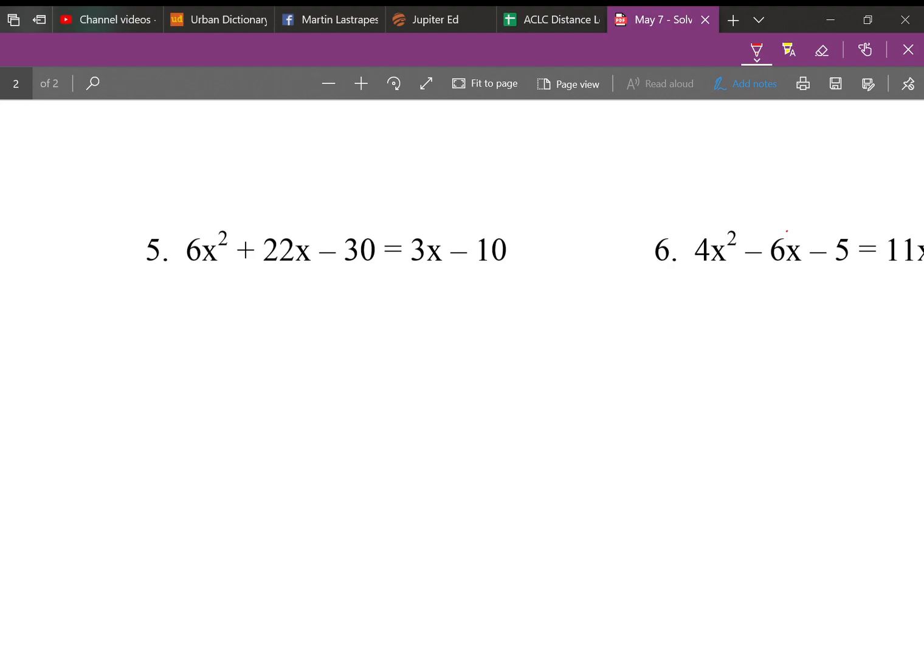Is this a quadratic equation? Yes, it is. It has that x squared term. Is it an equation at all? Yeah, because it has an equal sign. And is it equal to 0? No, it's not. So since it's not equal to 0, we have a little work we need to do before we can start factoring. I'm going to start by getting rid of the 3x and this negative 10 over here.